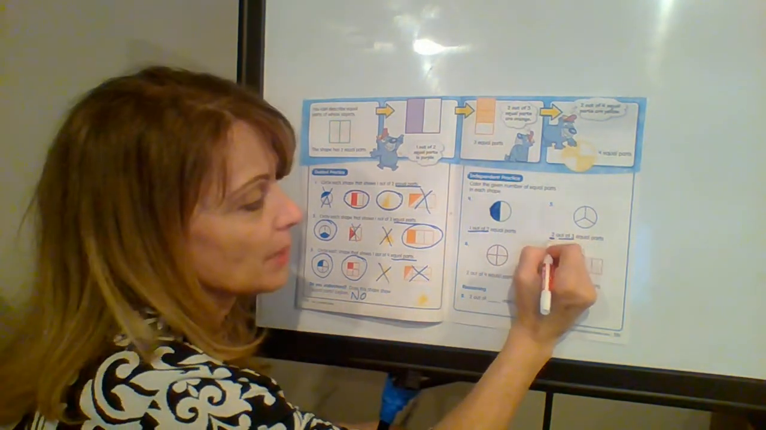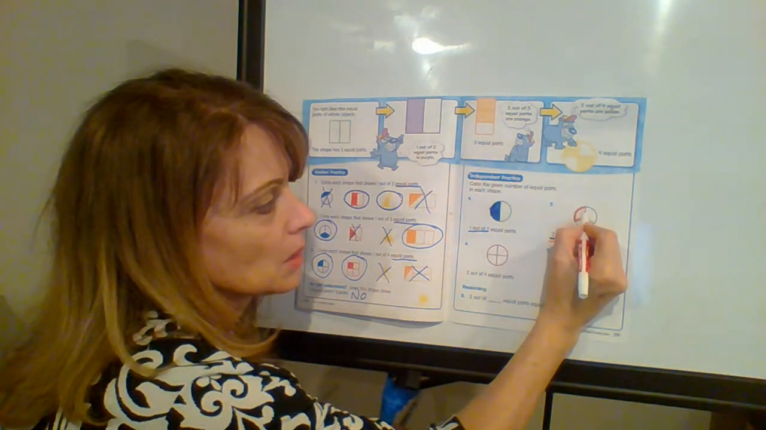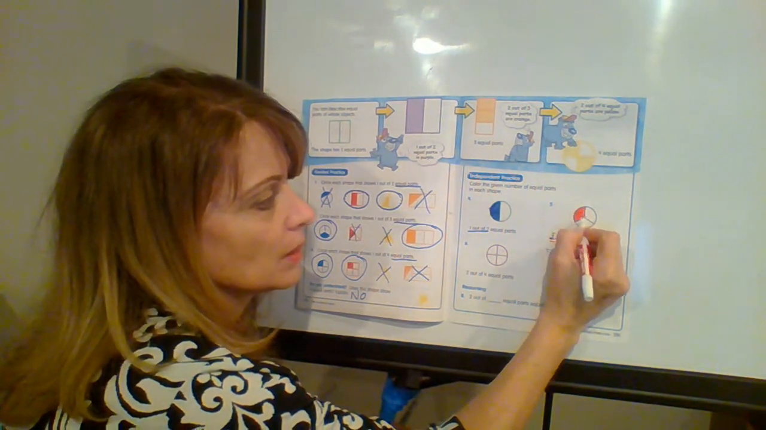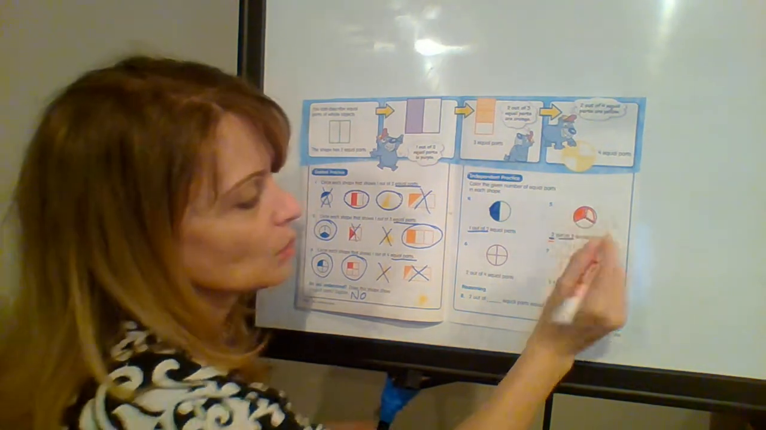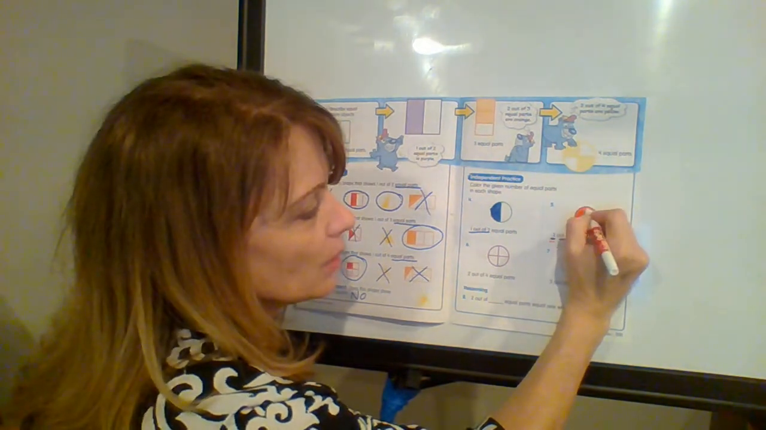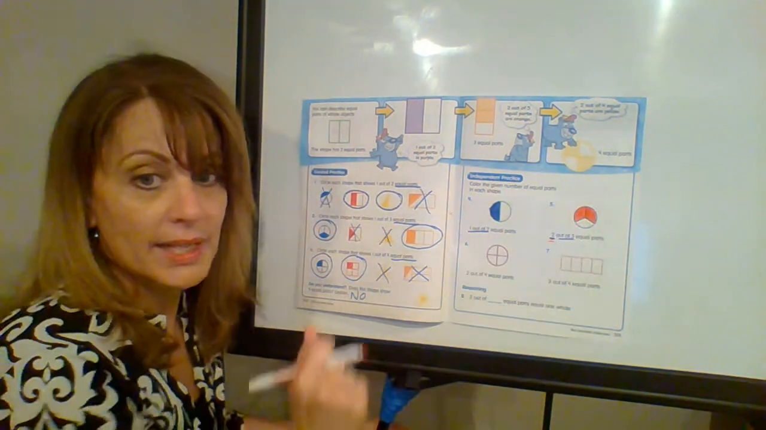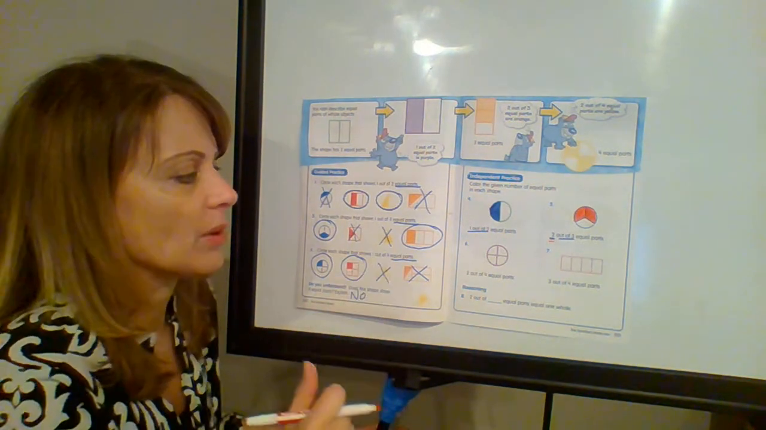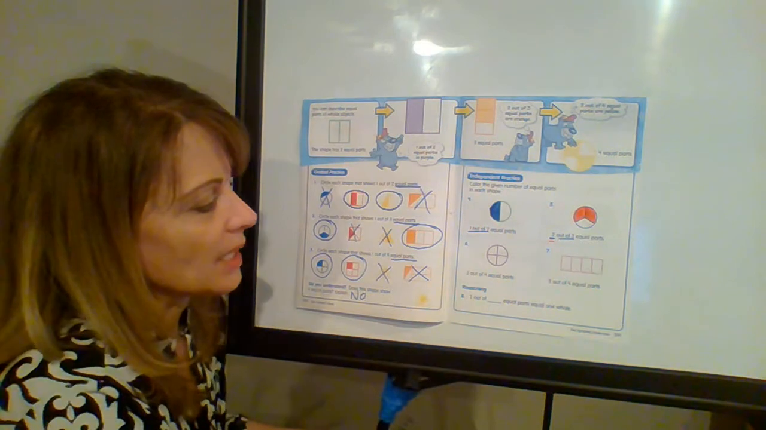Well, it tells me I'm going to color two. So I'm going to color this one. That's one. And I'm going to color this one. Would it matter if I colored this one or this one or this one and this one? No. I just have to color two pieces and I have to leave one white because I'm coloring two out of three. Okay?